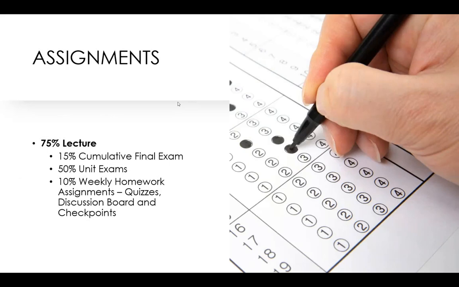Assignments for the lab are going to equal 25%, and you'll get that information from your lab instructor. For lecture, it's 75% of the total grade of the course, and it's going to consist of a cumulative final exam, your unit exams, and your weekly homework assignments.